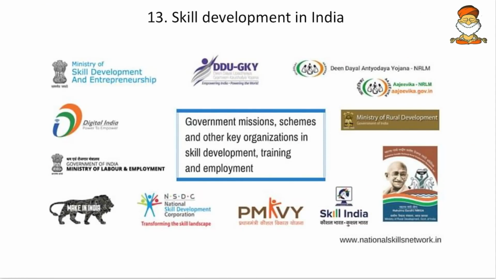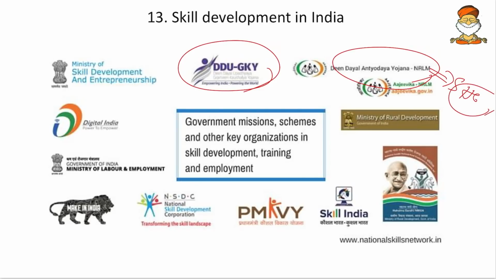That is the Deen Dayal Upadhyay Gramin Kaushal Yojana. And here we have the Deen Dayal Antyodaya Yojana. Antyodaya Yojana comes under the National Rural Livelihood Mission. That means the cooperative societies and the self-help groups are being promoted under this scheme. And then we have the Pradhan Mantri Kaushal Vikas Yojana, the overall scheme for skill development.